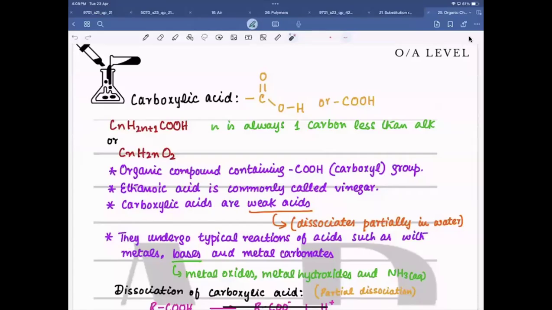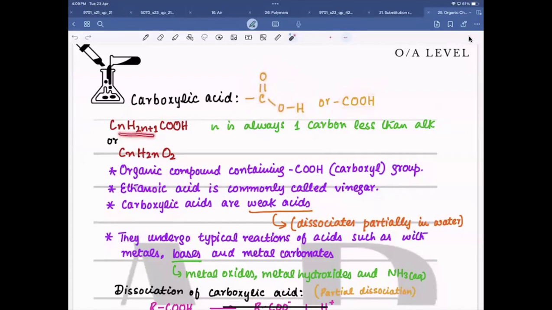So the next thing that we have to start is carboxylic acid. Carboxylic acid is a functional group where there is one carbon which has a double bond with the O and then a single bond with the O, and that single-bonded oxygen is further bonded with the hydrogen. Or in the simpler form, it can be written like this.